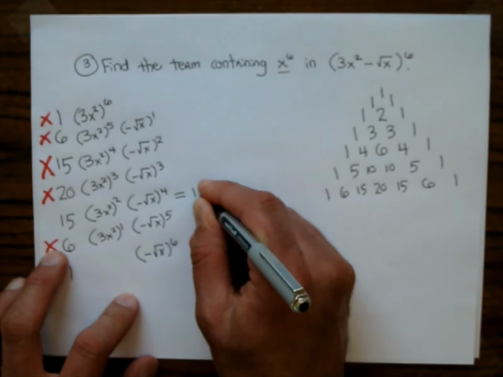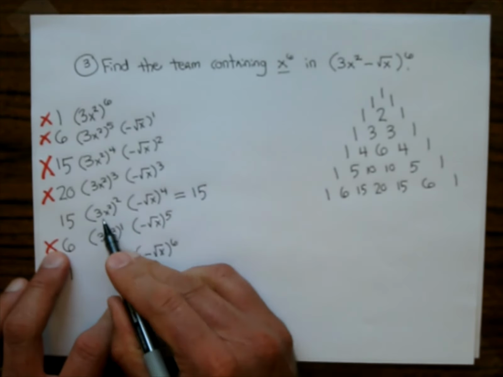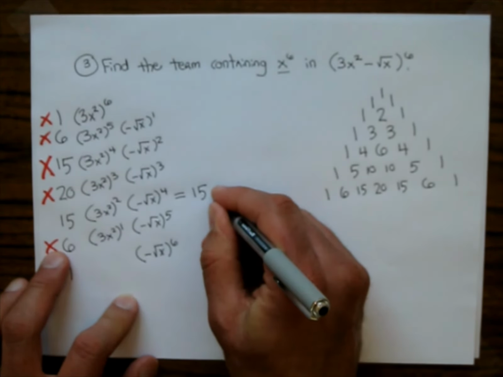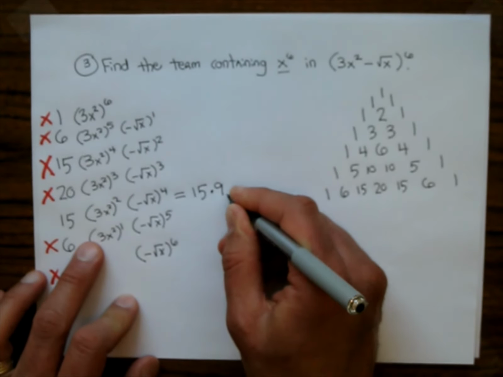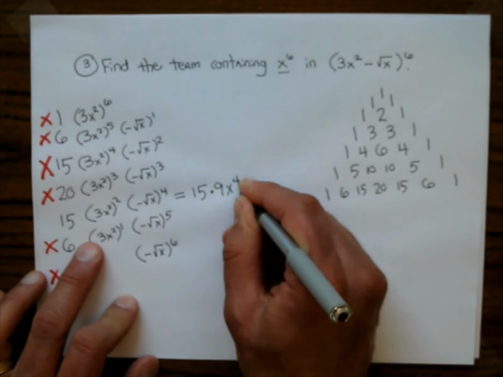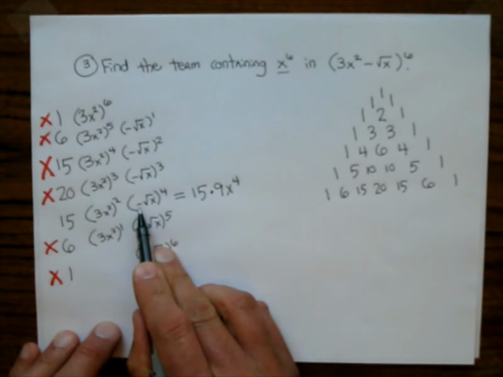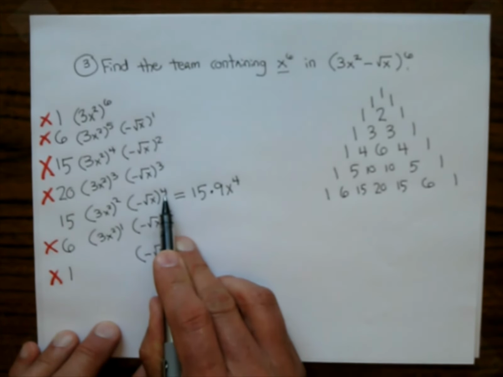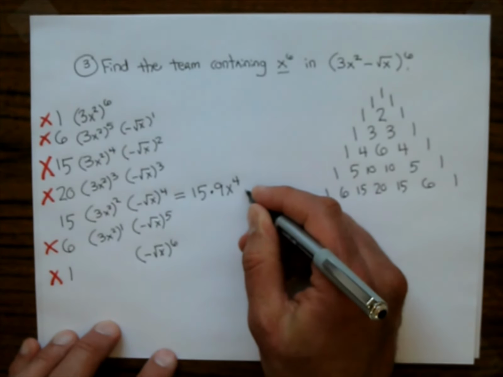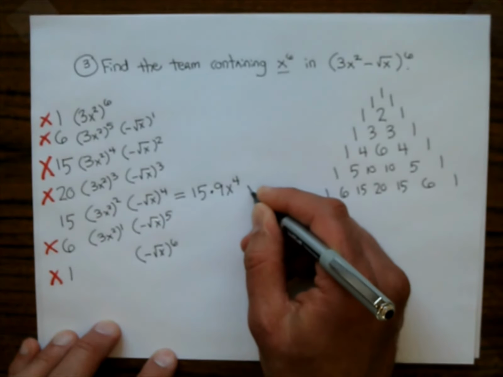So let's write things out here. We have 15 times 3x squared squared. So this is going to be times 3 squared is 9, x squared squared is x to the 4th. And then that negative is going to go away because there's a 4th power. And you're going to have really the square root of x to the 4th.